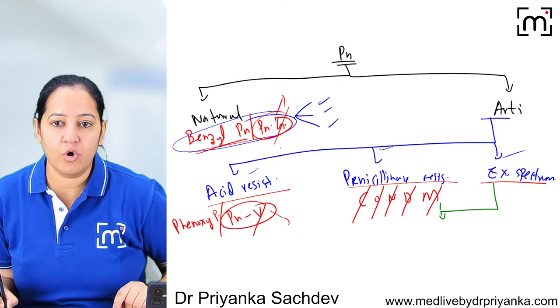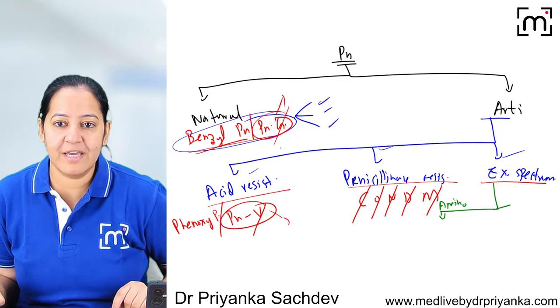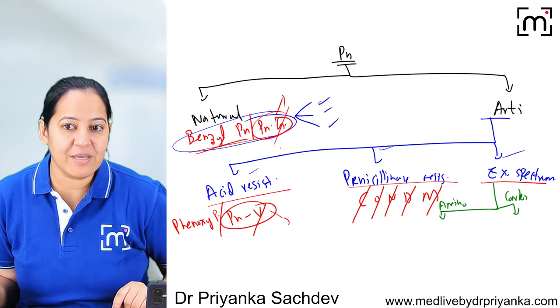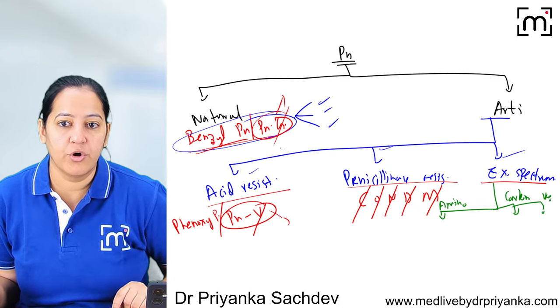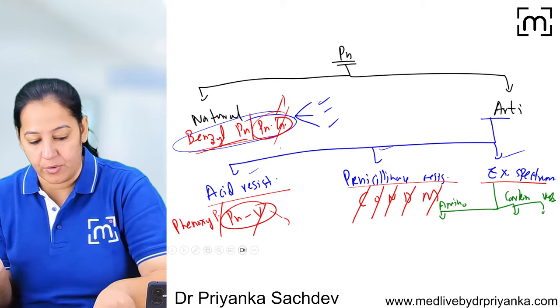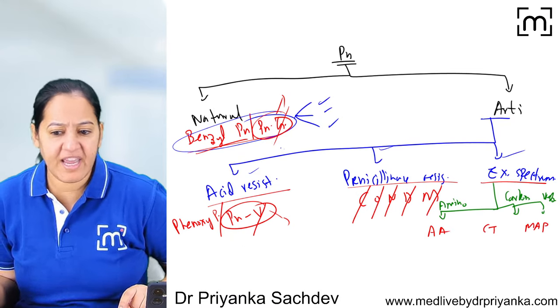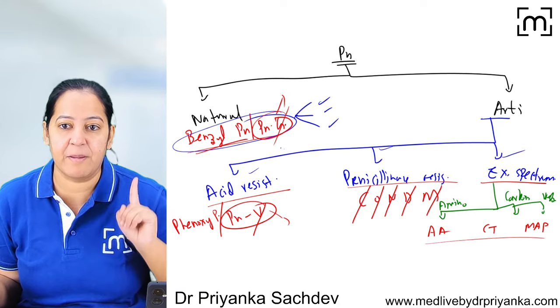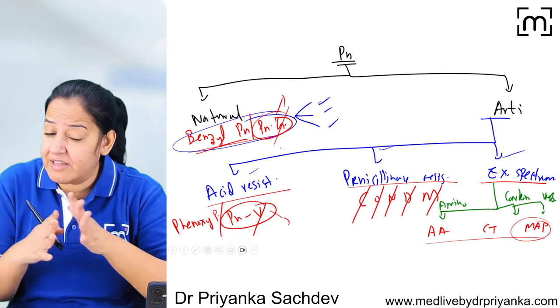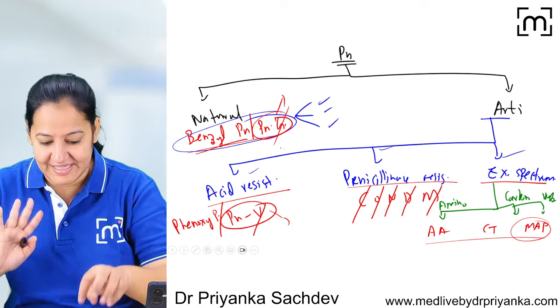The one with amino group, the one with carboxy group: amino penicillin, carboxy penicillin, and ureido penicillin. Amino, carboxy, and ureido. So here the mnemonic is AACT MAP. They all have extended spectrum. The best are the MAP. The MAP are the best, having the widest spectrum. I will tell you the spectrum in detail.